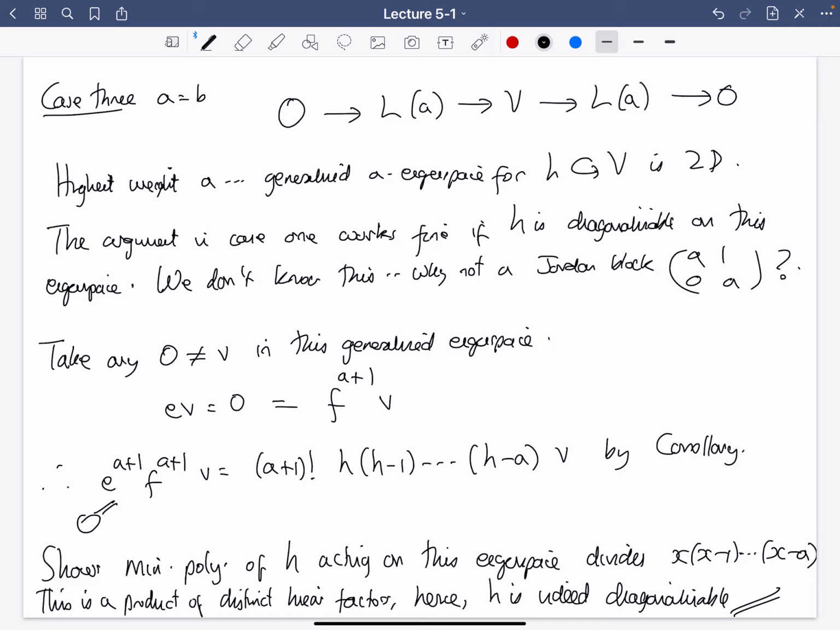So we've now completely classified all finite dimensional representations of the Lie algebra SL2. It didn't take very long, but those are quite profound applications of linear algebra in this subject.